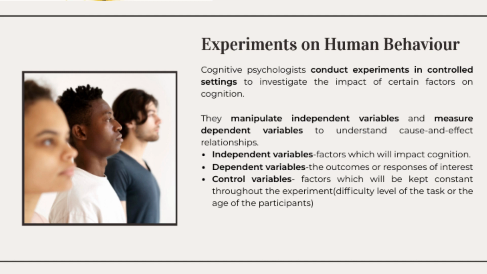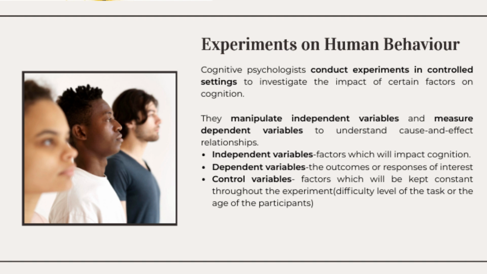Firstly, they need to select a representative and random sample of participants from the population they want to study. This helps ensure that their findings can be generalized to a larger group of people. Secondly, researchers must exert rigorous control over the experimental conditions. This involves creating a standardized environment and maintaining consistent procedures for all participants.